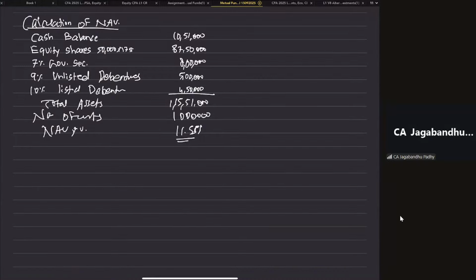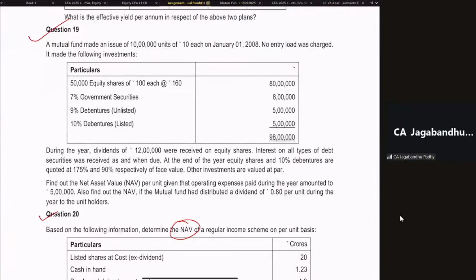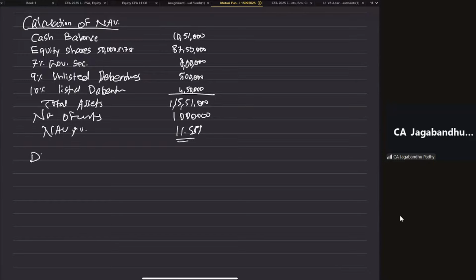Okay. Now the question says in the second part, if the mutual fund would have paid a dividend of 0.8, then what would be the NAV? So if we talk of what is the amount of dividend distribution, it would be 0.8 into 10 lakh. So that would have been 8 lakh.